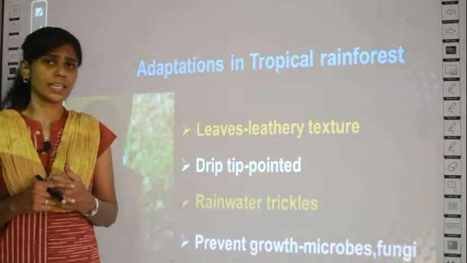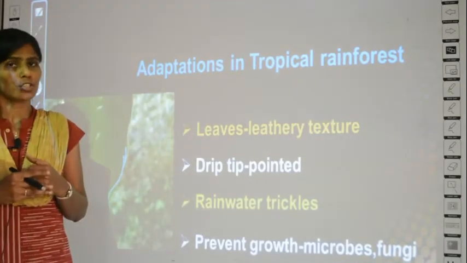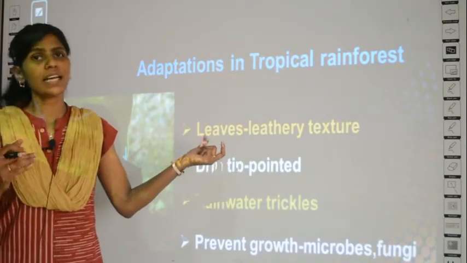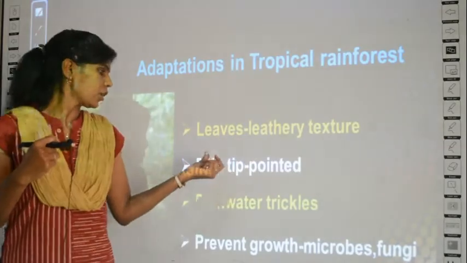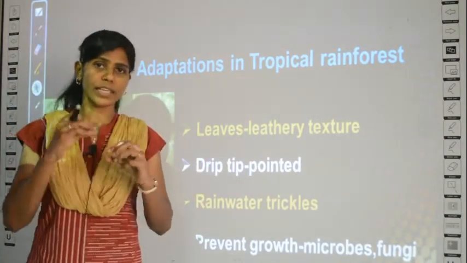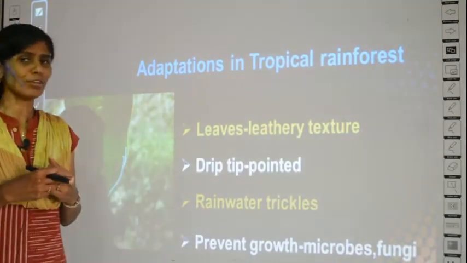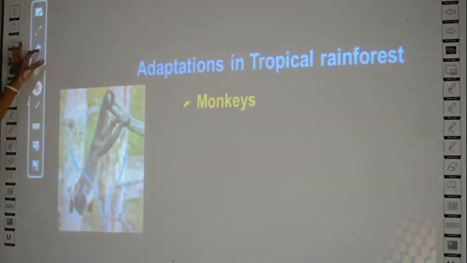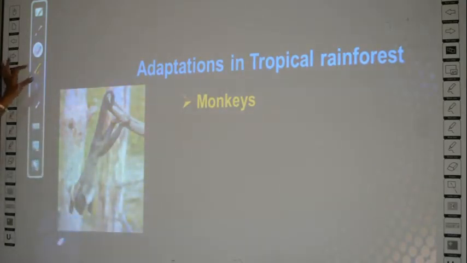What did we study as a second example? The leaves are specially adapted in a tropical rainforest. How are they adapted? Their leaves are leathery in texture. The texture is like leather, and also they have a drip tip, pointed leaves, so that the water will trickle down and prevent the growth of microbes and fungi. Then the third example is adaptations in monkeys.